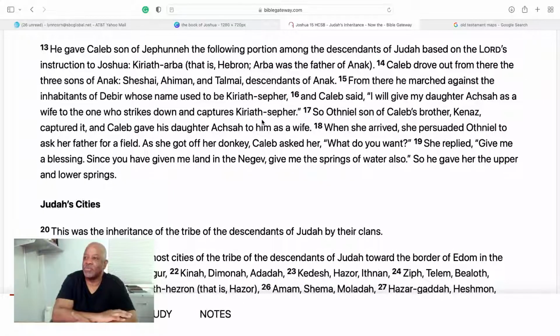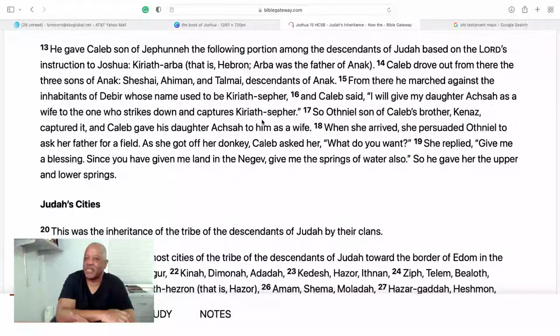Now when we get over to the book of Judges, Othniel will be the first judge, and we'll get to that when we come to the book of Judges. And when she arrived, she persuaded Othniel to ask her father for a field. As she got off the donkey, Caleb asked her, "What do you want?"